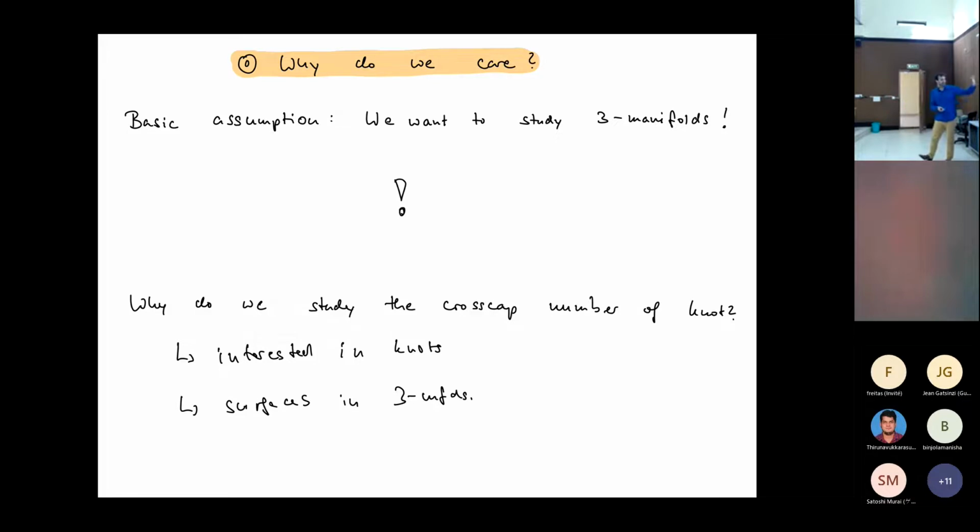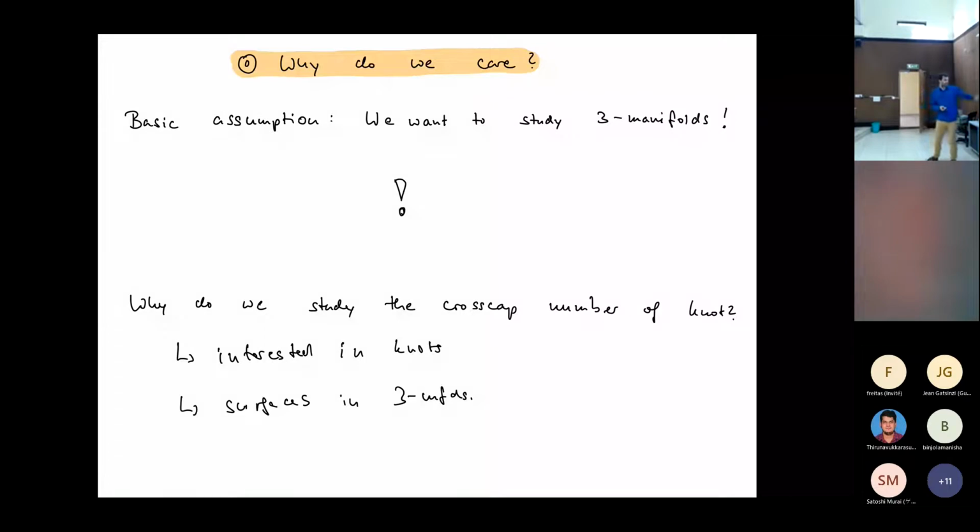I don't really focus only on three manifolds, but that's an interesting dimension, let's say. And why do we study the crosscap number of a knot? Well, for two reasons. First of all, if you like knots, then the crosscap number of a knot is an interesting invariant because it's a little bit different than the genus of a knot, and it talks about orientable versus non-orientable surfaces in a class of three manifolds that are like knot complements.